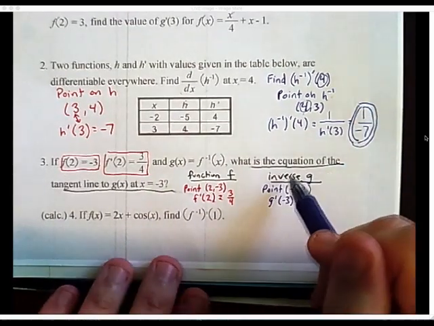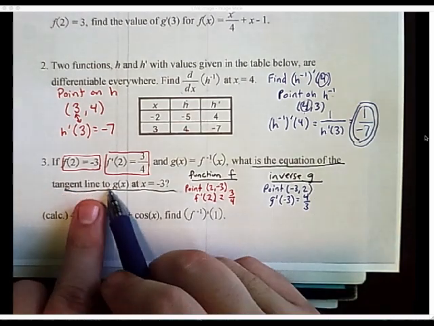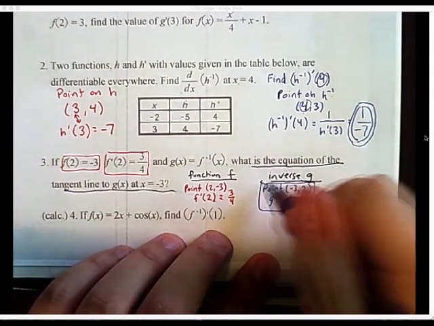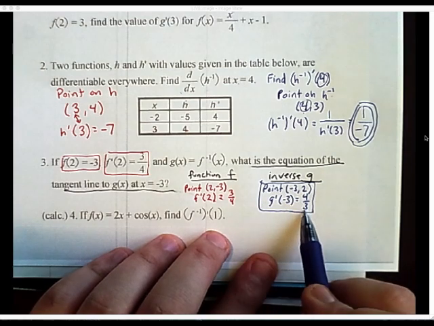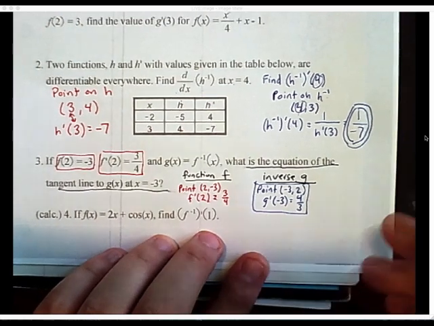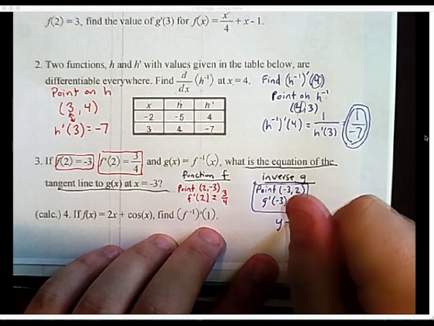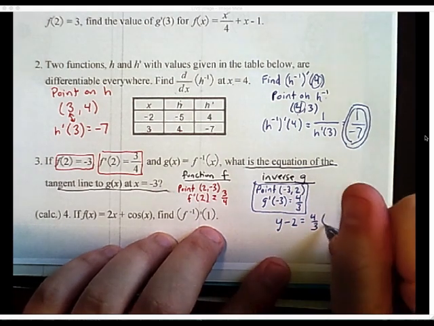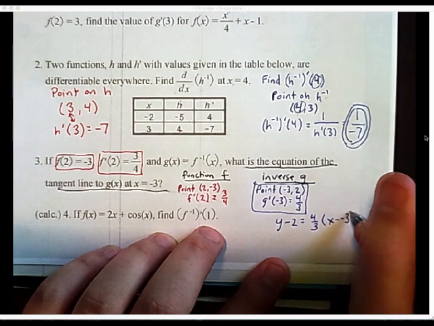They want to know what's the equation of the tangent line to g. So here I have all the information I need. There's my point, and there's my slope. So the right answer would be y minus 2 equals 4/3 times (x minus -3).